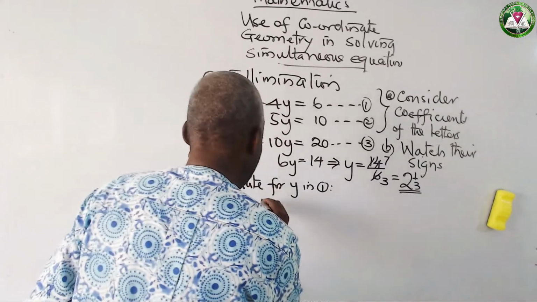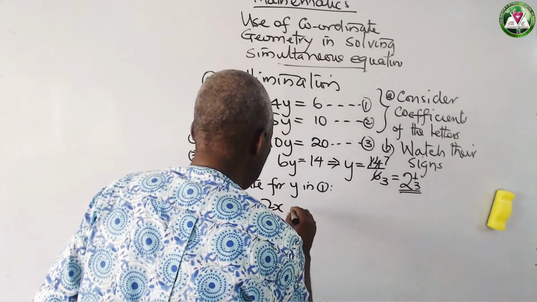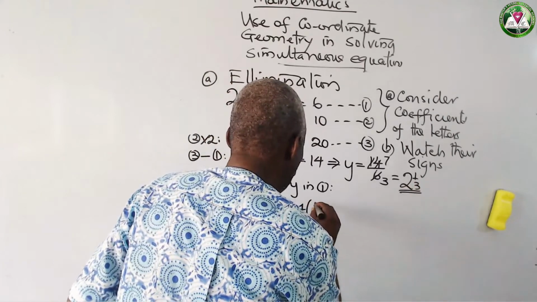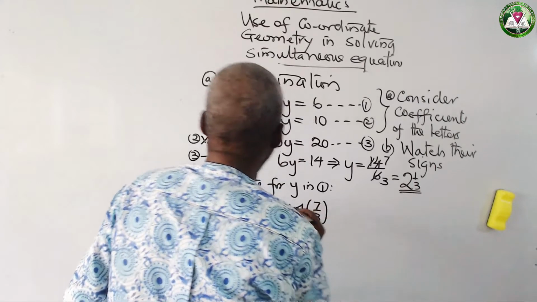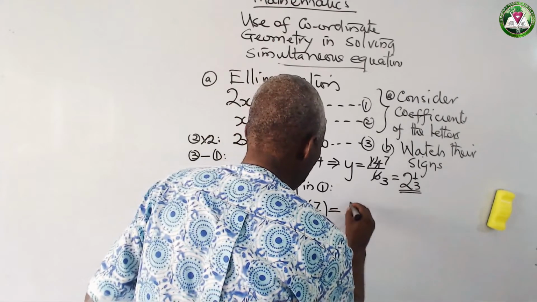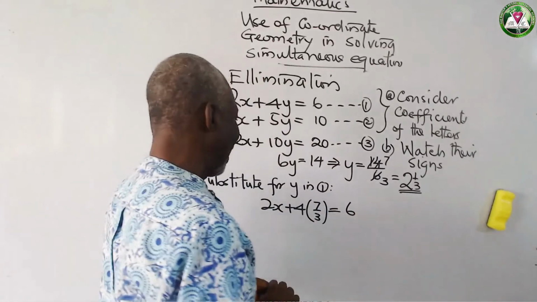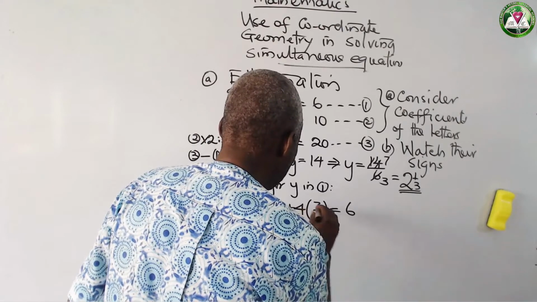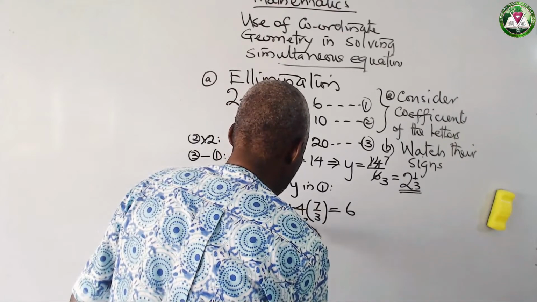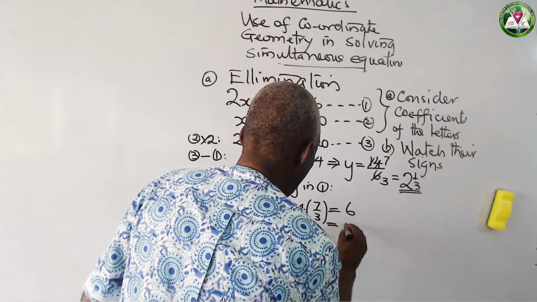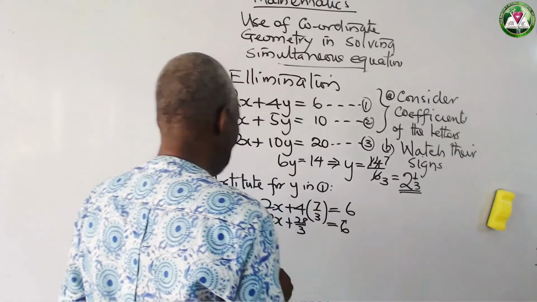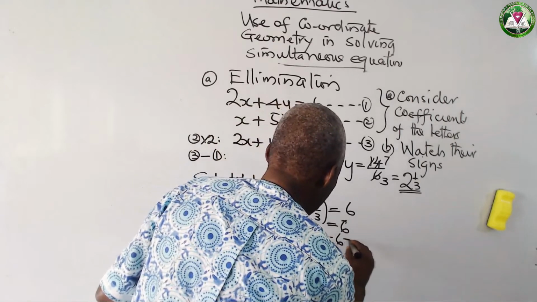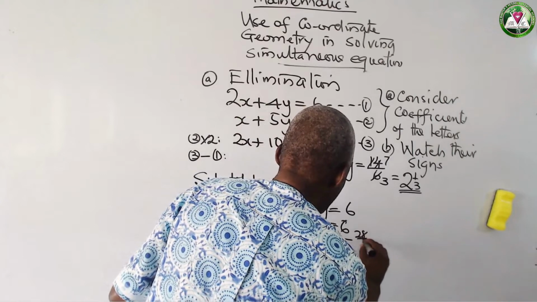You rewrite that equation. That will become 2x plus 4 of y. What is y? y is 2 1/3, which is 7 over 3. That's what we have, is equal to 6. Then we start simplifying. Simplifying now, we write here 2x plus 4 times 7 is 28, all over 3 is equal to 6. Now, 2x we know will then be equal to 6 minus 28 all over 3.